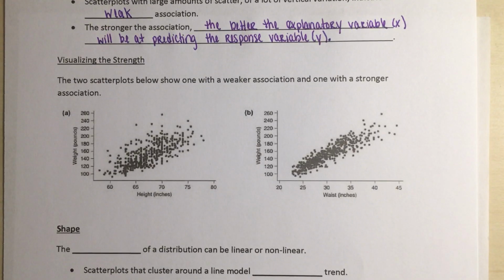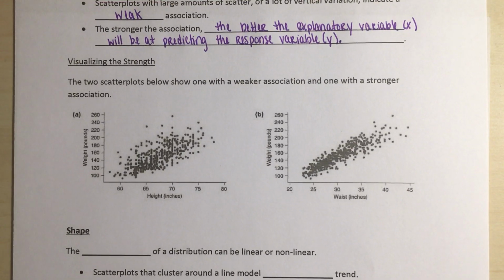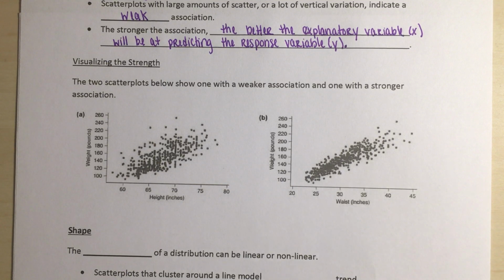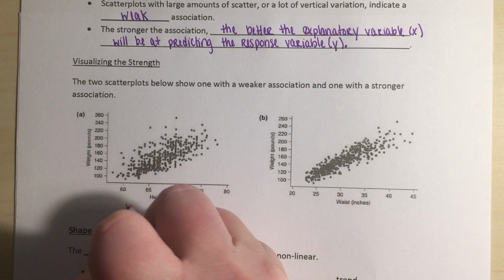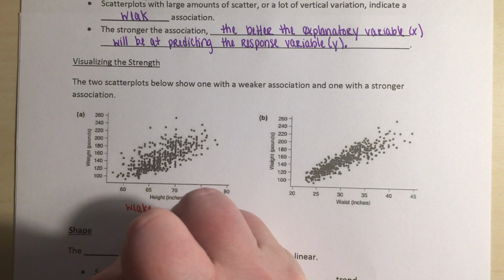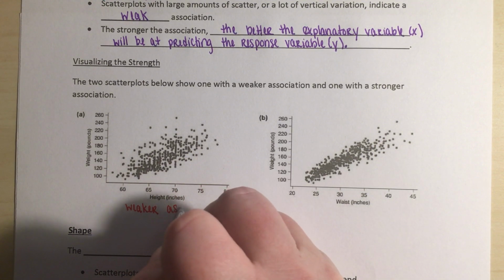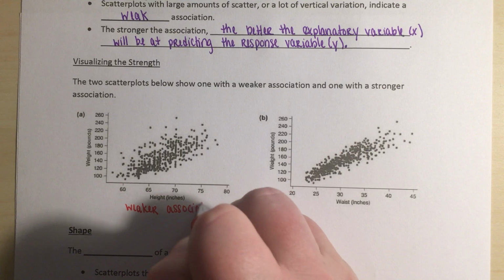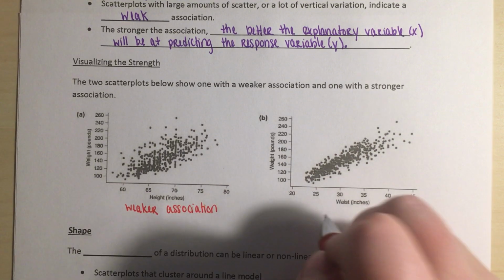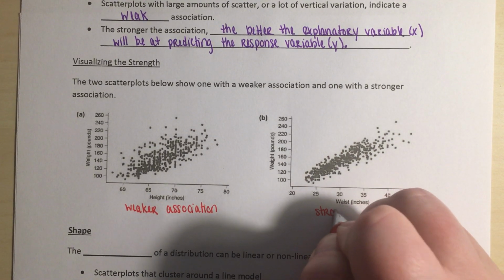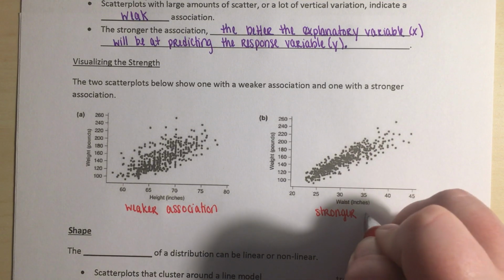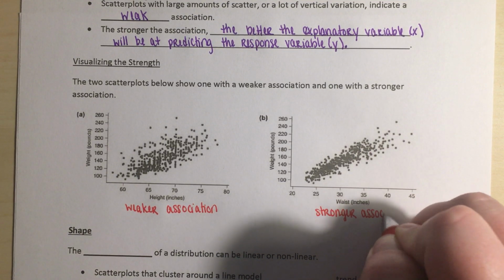Right? So if we look at these two images here, these two scatter plots below show one with a weaker association and one with a stronger association. This first one is our example of the weaker association. And the second one here is an example of a stronger association.